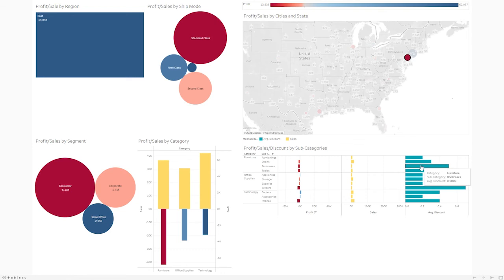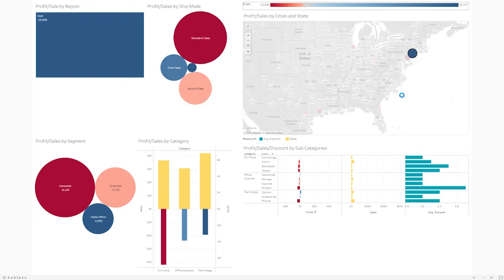In our bookcases, we have 50% discount. We have an average discount of 40% for our tables. We have 20% on our appliances. So we can see that the discounts really need to dial down because this is actually the average discount. So that is one thing to consider.